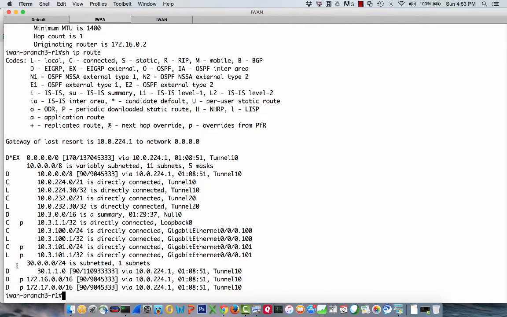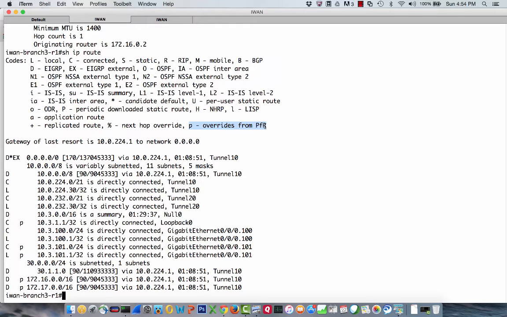If we actually look back here at branch 3, we'll see a little P flag here. That little P flag says, hey, by the way, there might be an override right now. So my routing table, my routing information base, tells me to go to tunnel 10. However, intelligent path control decision making may be saying that we need to go out a different way.